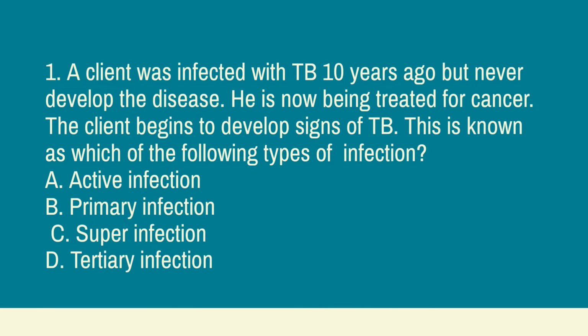Question number 1. A client was infected with TB 10 years ago but never developed the disease. He is now being treated for cancer. The client begins to develop signs of TB. This is known as which of the following types of infection? Options: A, active infection; B, primary infection; C, superinfection; and D, tertiary infection.